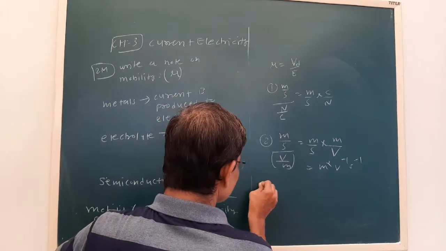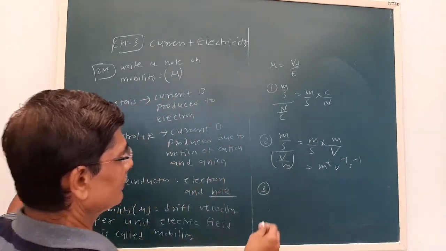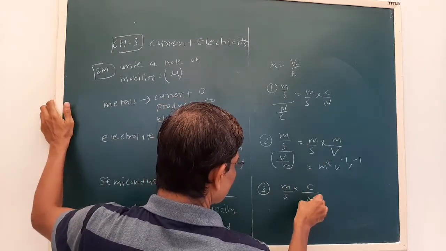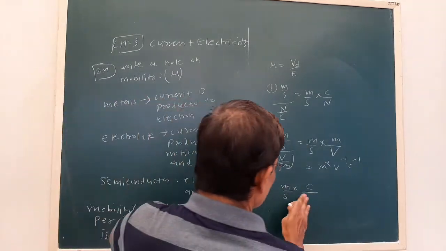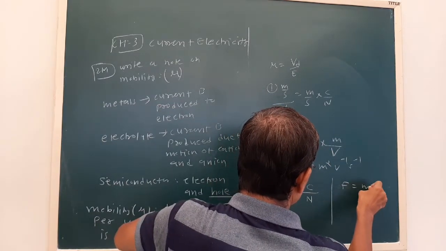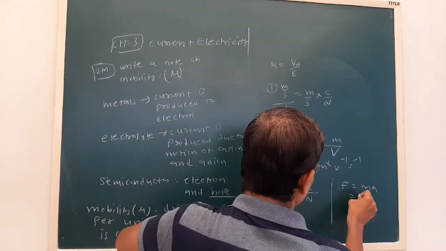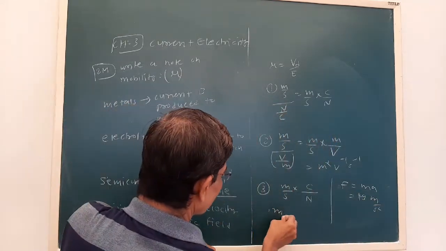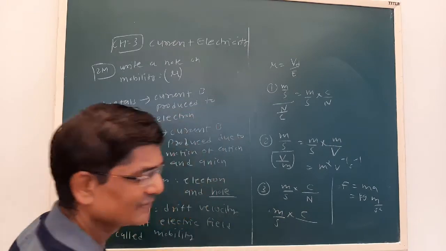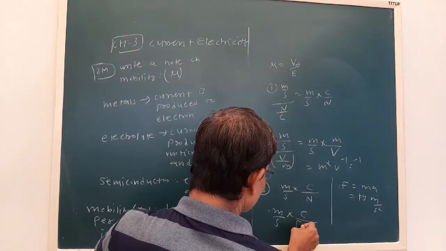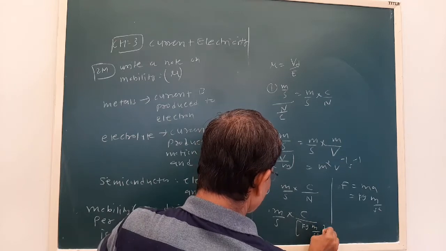Now another unit we have seen just now, we have seen meter per second into coulomb upon Newton. Now Newton, we know F is equal to ma, that is kg meter per second square. So it is meter per second into coulomb. Now we substitute the value of Newton here, kg meter per second square.